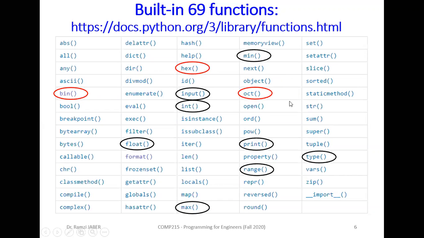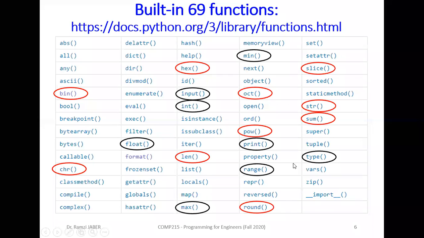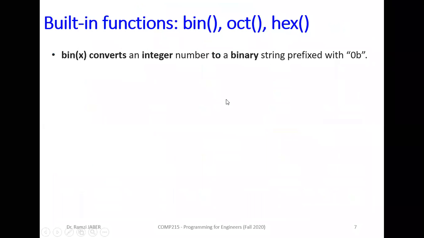These three built-in functions convert from decimal to binary, oct from decimal to octal, and hex from decimal to hexadecimal number. Also, we'll talk about chr and strings, the length of a string, the slice of a set, the built-in function pow, round, sum of a list or subset, and sorted of a list or set. Okay? So first we'll begin with bin, oct, hex.